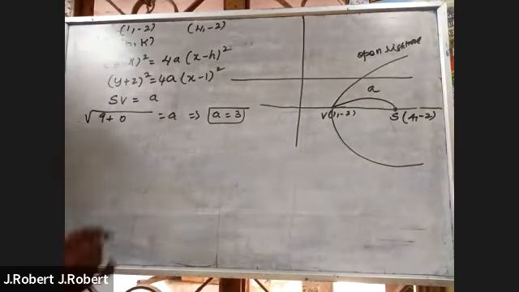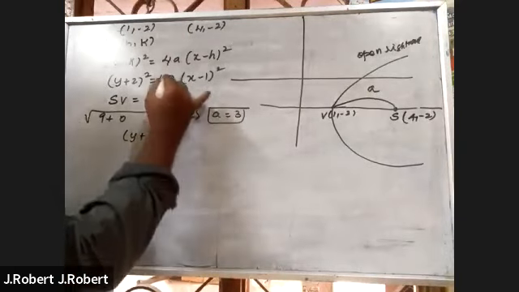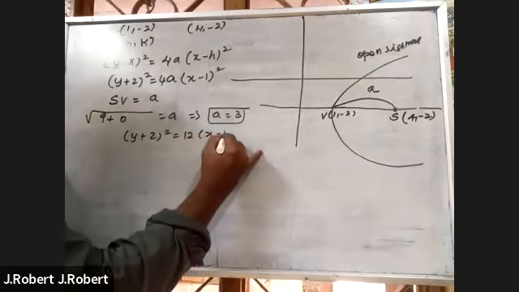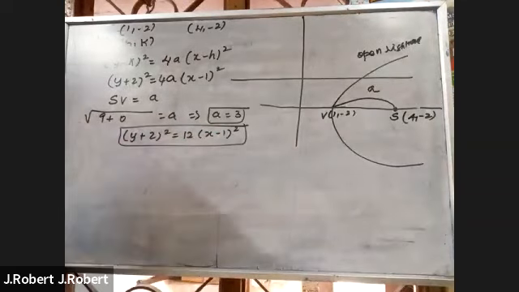Therefore, I can write the equation as (y plus 2) the whole squared equals 4 into 3, which is 12, times (x minus 1). This is the equation of the parabola. This is the way you have to solve the problems. Please take note.